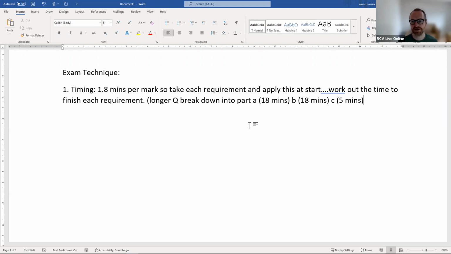So you're just going to say to yourself, I'm going to be finished part A by this time, I'm going to be finished part B by this time. And as soon as it comes to that time, you leave it, you move on. It's really, really important that you do that. The next thing that's really important is to have a technique for each section.